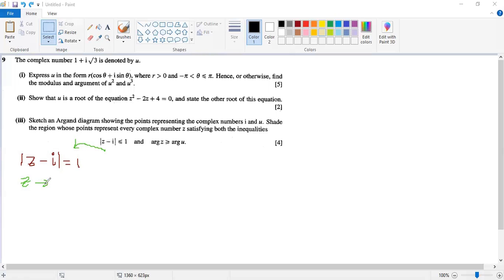It represents a circle in the Argand diagram, okay? The right-hand side is the radius, so the radius is 1. The modulus makes the radius equal to 1, and the center is this complex number. This complex number is somehow a negative i only. That means negative i is 0, negative 1. Sorry, 0, negative 1, because the i is already on the imaginary axis of the Argand diagram.